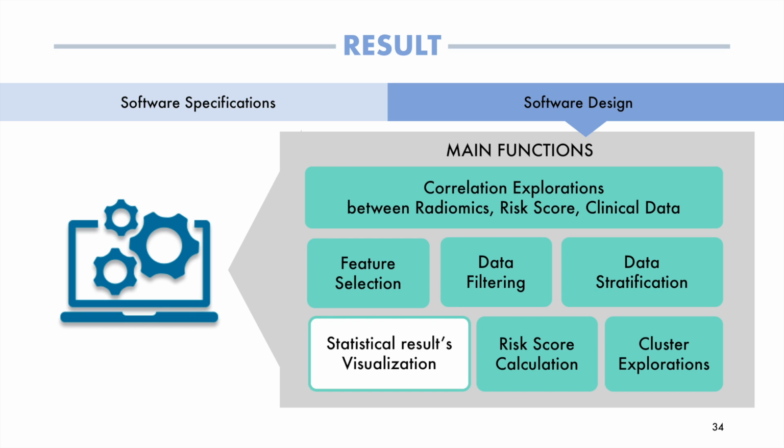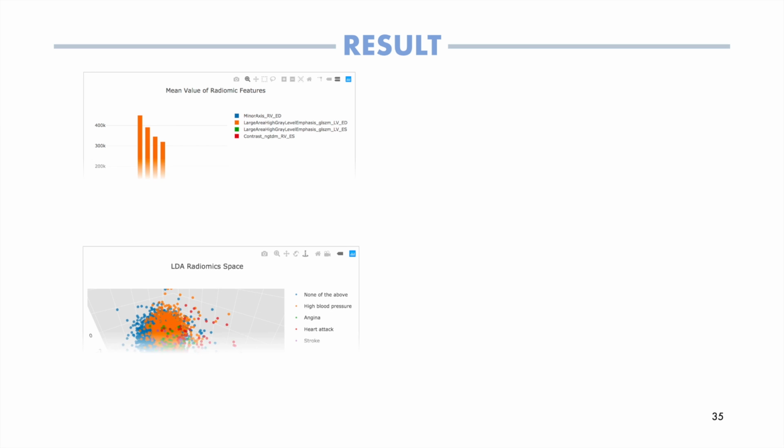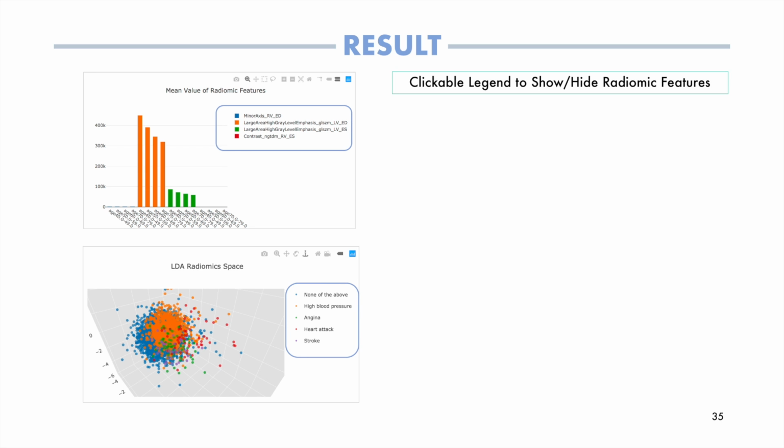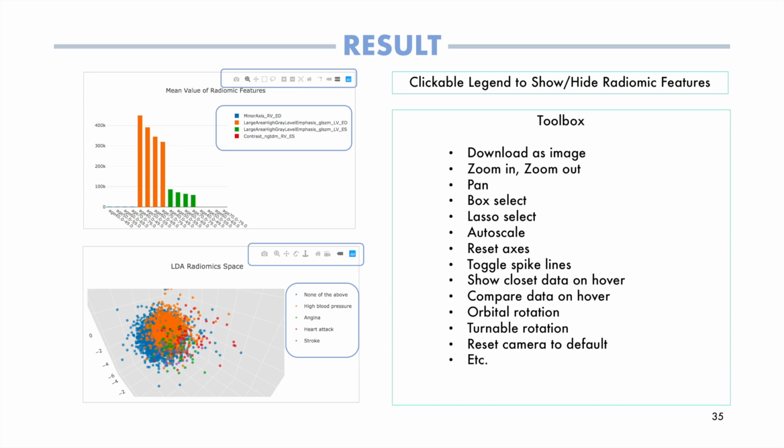Statistical result visualization. Plotly.js comes into play for this. Plotly comes with functions and a toolbox compatible with each type of plotting. For example, to hide or show a group of data, click on the feature at the legend area. Examples of functions in the toolbox are downloading image, zoom in, zoom out, pan, box select, lasso select, rotation, and so on.